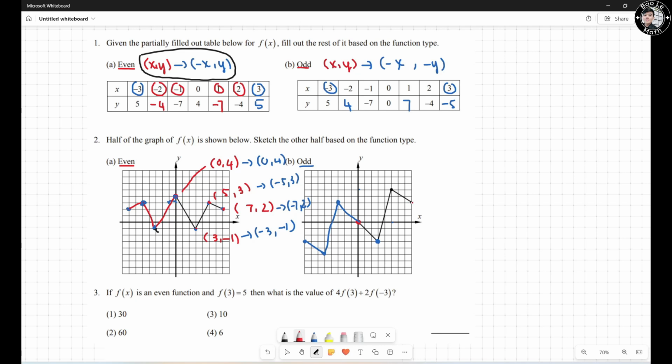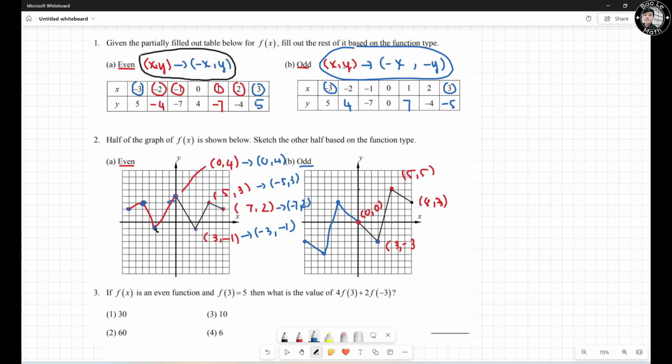We locate this point. So this could be 8, 3. This one, 5, 5. This guy's 3, negative 3. And this guy's 0, comma 0. And then we need to find the images of these four points by using the formulas right here.